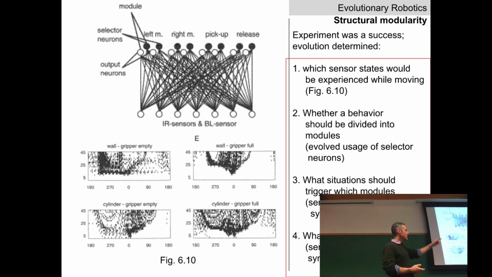The particular situations, step number 3 here, the particular sensory situations that determine when these modules switch, is also under evolutionary control. So it's saying, let's modularize the problem, and I'm going to determine what situations trigger the use of these different modules. And then finally, when a module is in control of the motors, what does that module tell the motors to do as a function of sensors? And that's determined by tuning the synaptic weights of the synapses that go from the sensor neurons to the output neurons.